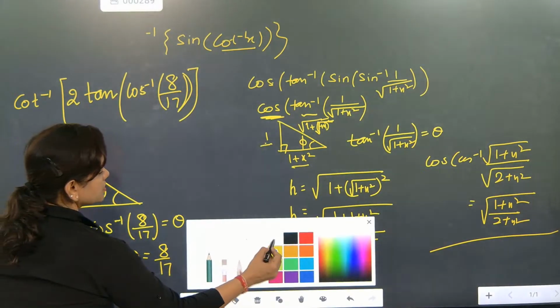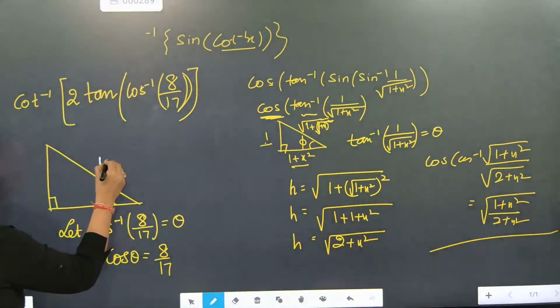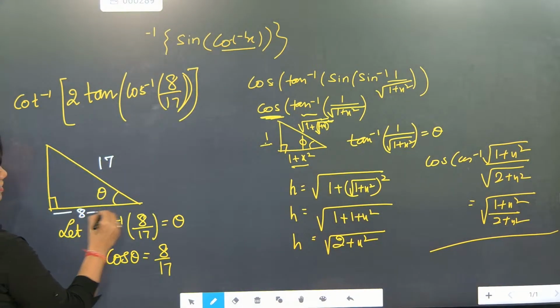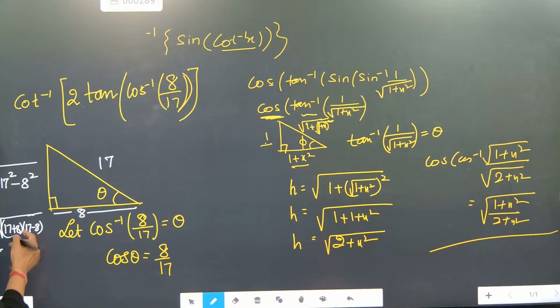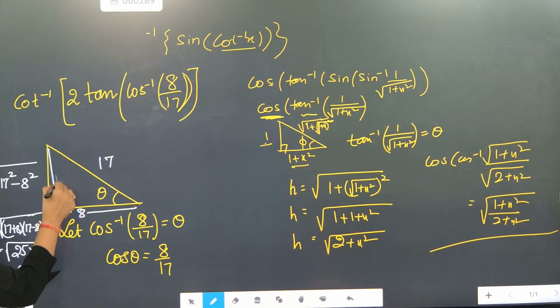So that means your hypotenuse is 17, your base is 8. Then what will be your perpendicular? Say, 17 square minus 8 square. 17 plus 8, 17 minus 8. 17 plus 8 will become how much, beta? 25. And 17 minus 8? 9. In root. So what it will become? 5 into 3. So this part will become 15.